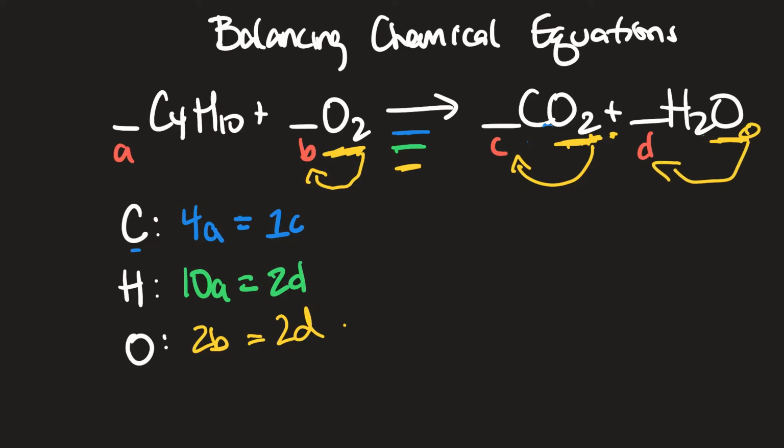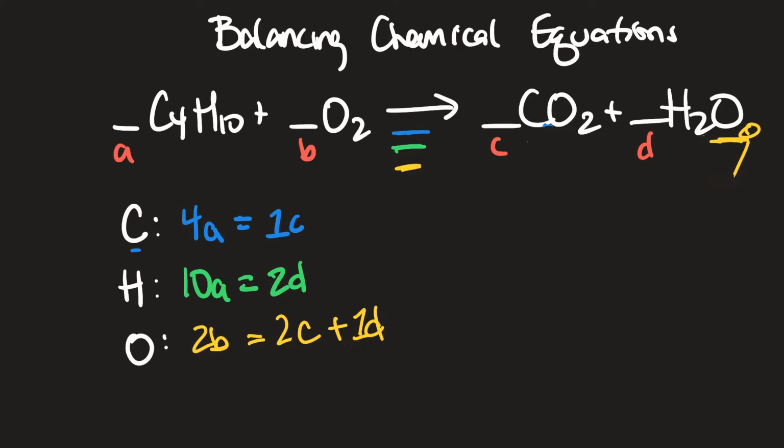Oh, did I write a C here? Wow. So it's supposed to be 2C, I apologize, plus D, or 1D, okay? So here are our expressions for each of the elements that we have in this chemical equation, all right?